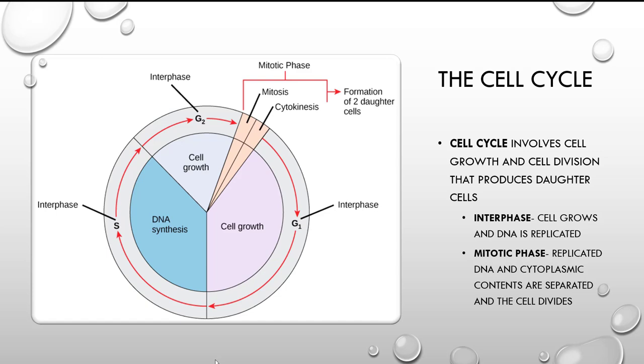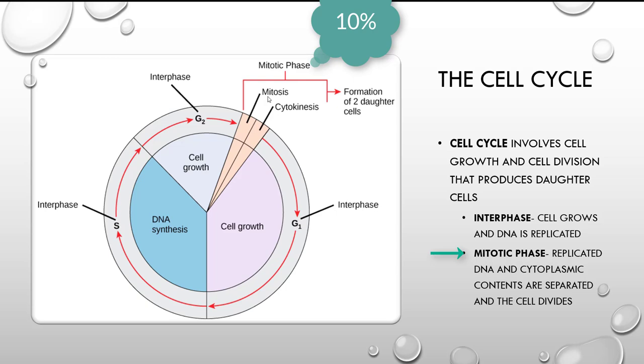Our cell cycle is divided into basically 2 phases. The first phase is called interphase, and it takes up about 90% of the cell cycle. This is when the cell grows and the DNA is replicated. You can see that about 90% of the time it's in interphase. About 10% of the cell cycle is in mitotic phase.